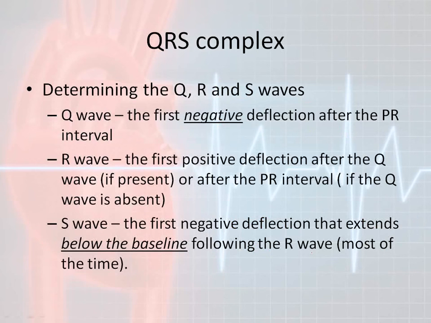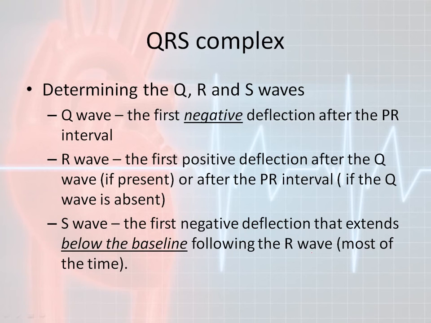Just as a quick reminder about the difference between a Q wave, an R wave, and an S wave. A Q wave is the first negative deflection that occurs after the P wave or the PR segment, depending on which one you look at. An R wave is the first positive deflection after the Q wave, if there is a Q wave, or after the PR interval or the PR segment if the Q wave is absent.